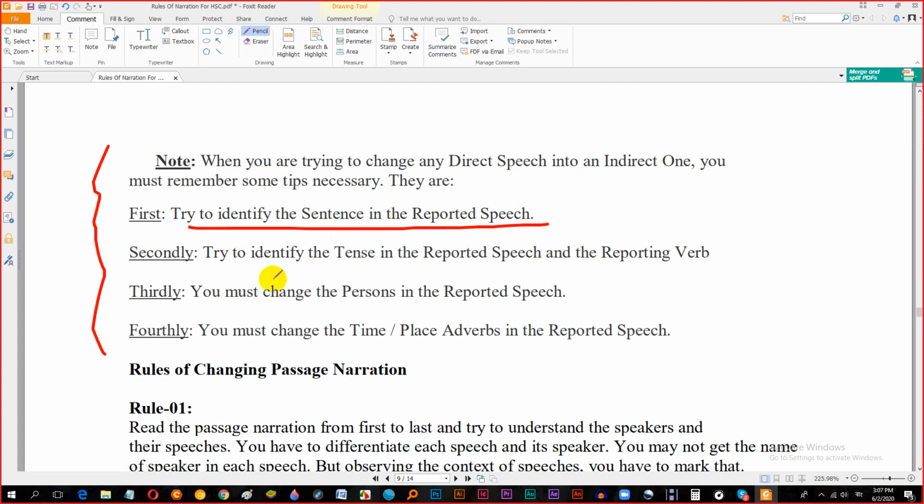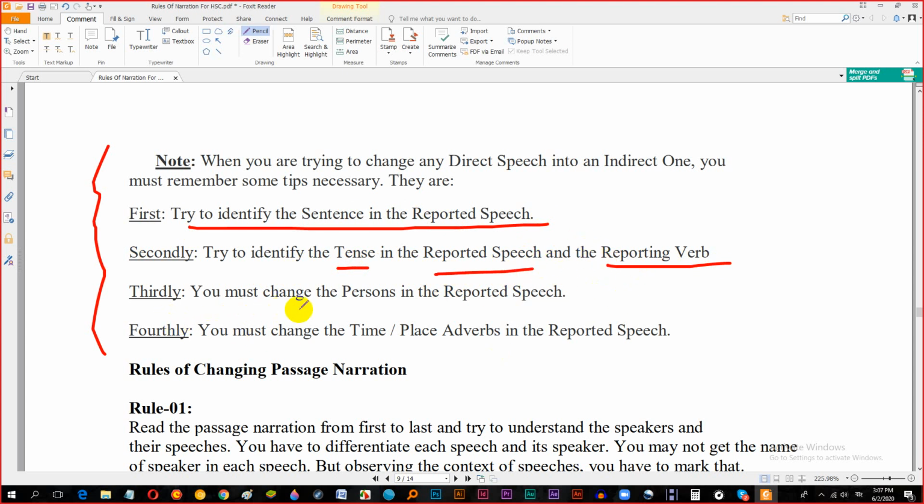Then secondly, try to identify the tense in the reported speech and the reporting verb. It's important. In which tense is it written? You have to understand the tense of the reporting verb too and the reported speech too. Both are so important. Then you can change that into indirect.